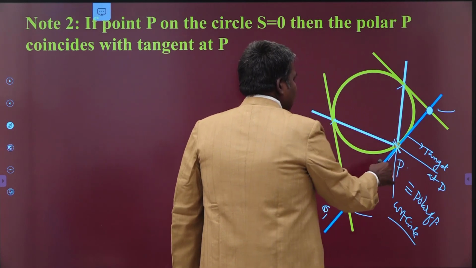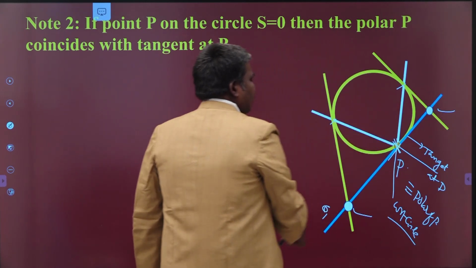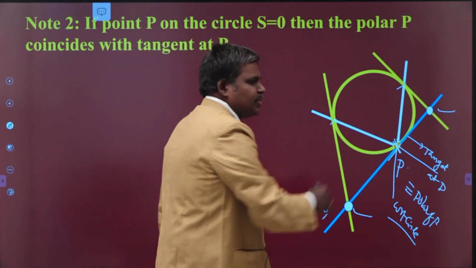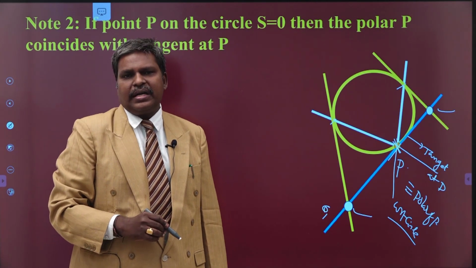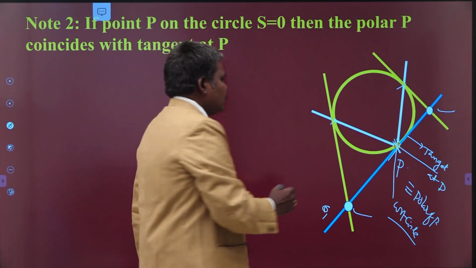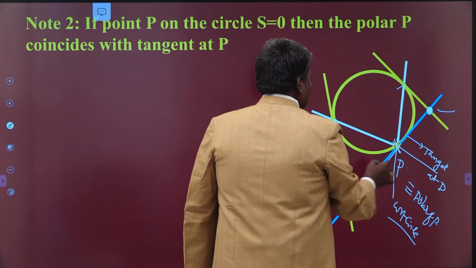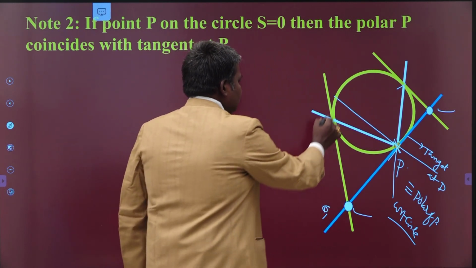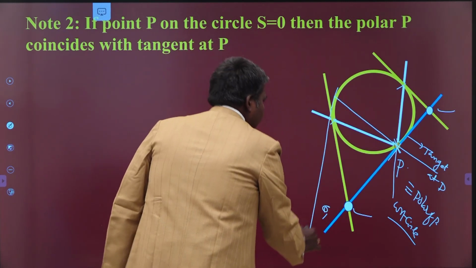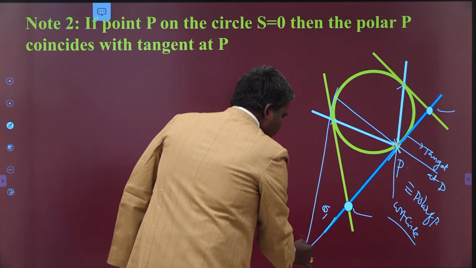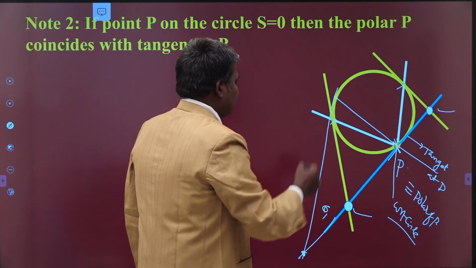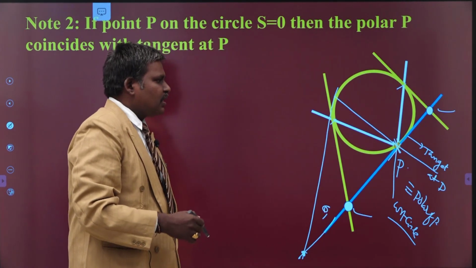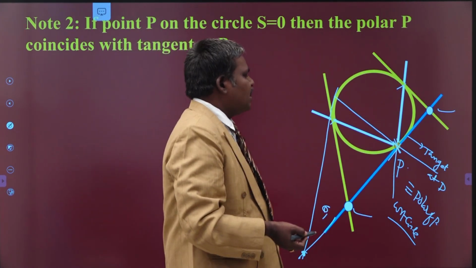Here the main magic is that the tangent drawn at this point is itself a common tangent to every pair of tangents drawn at the extremities of chords of the circle. This is one chord. This is another chord. If you want to draw a chord like this, this is the tangent. The tangent is itself. So all the points of intersection lie on what? All the points of intersection lie on the tangent at P. That is why your polar coincides with the tangent at P.